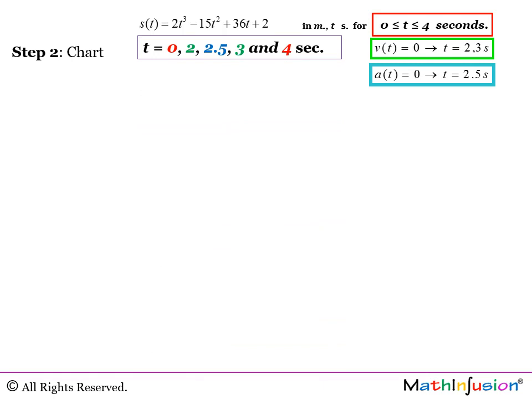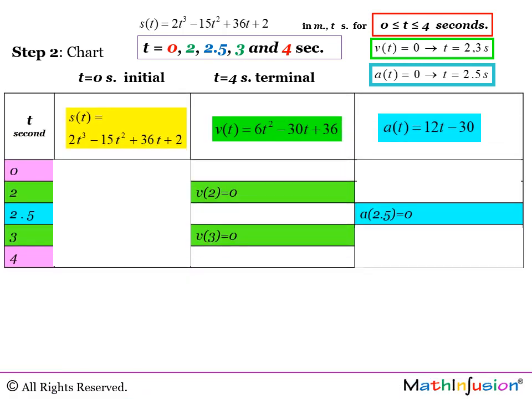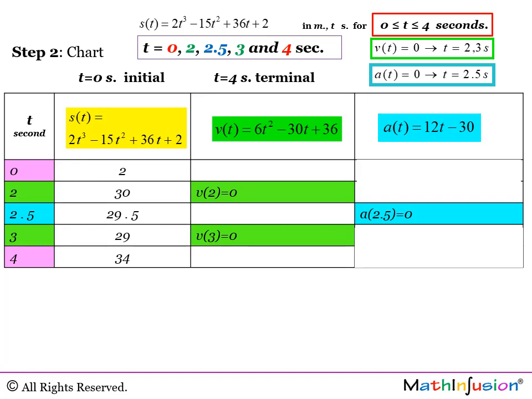We have to fill in the chart in a very orderly manner, which means that the time has to go from the smallest one to the largest one. So we start with 0 and then 2 and then 2.5 and then 3 and then 4. I'm evaluating this for you, okay? And I get that s of t, at any given time, is as follows. And then what is v of t? And a of t. Now I will have to start analyzing that.